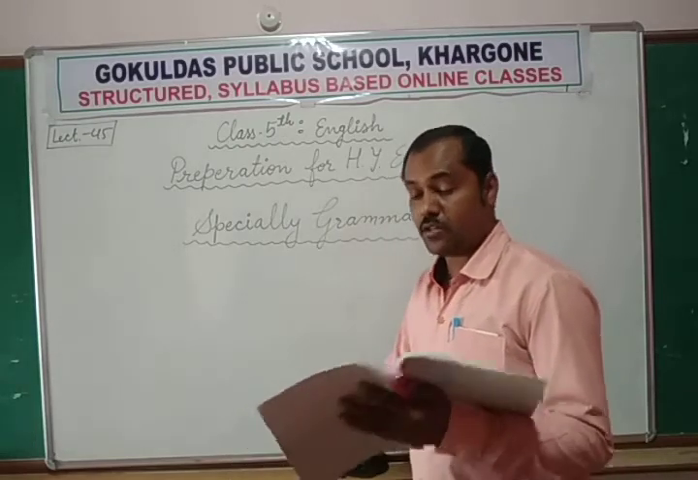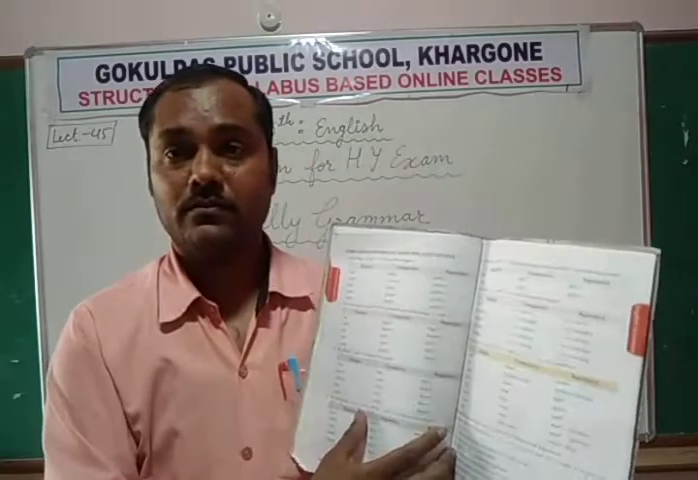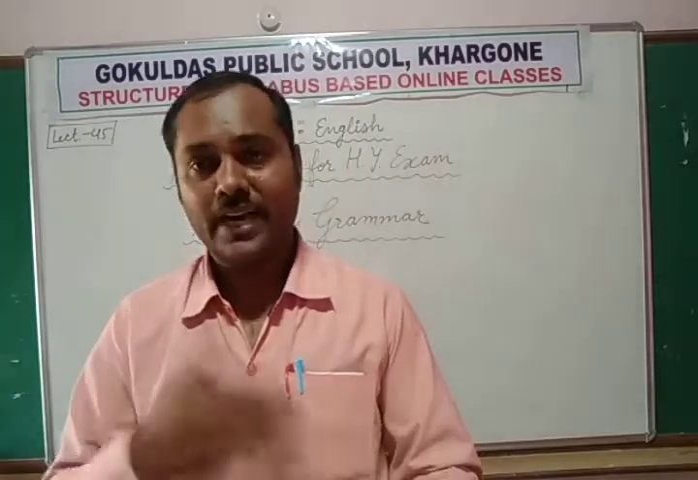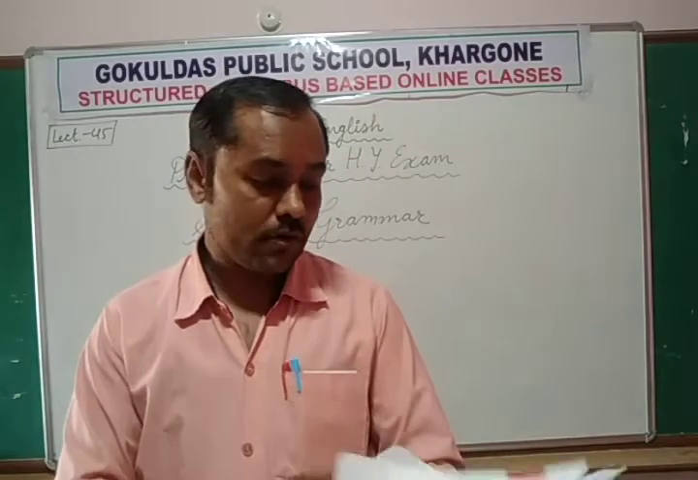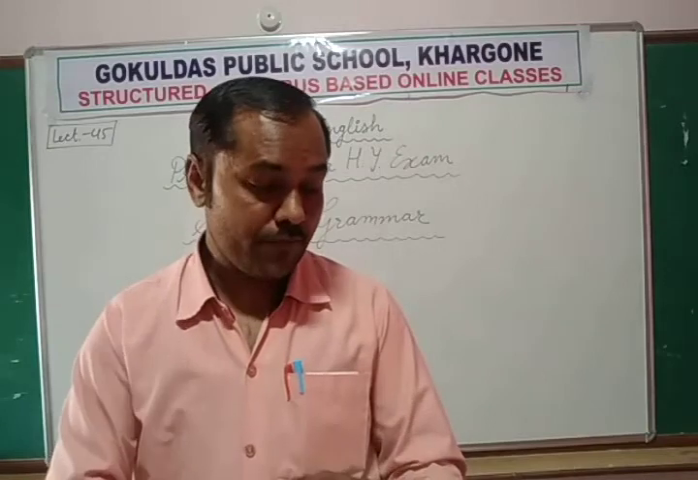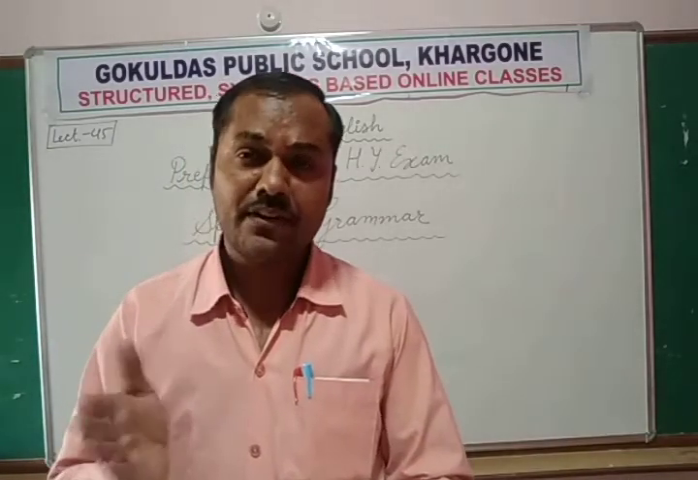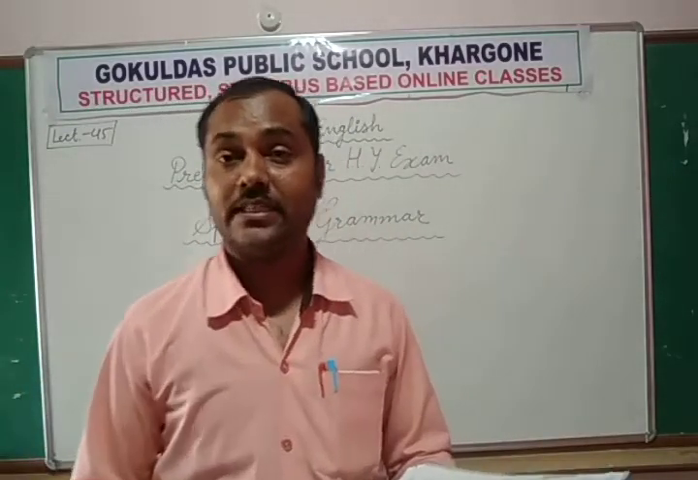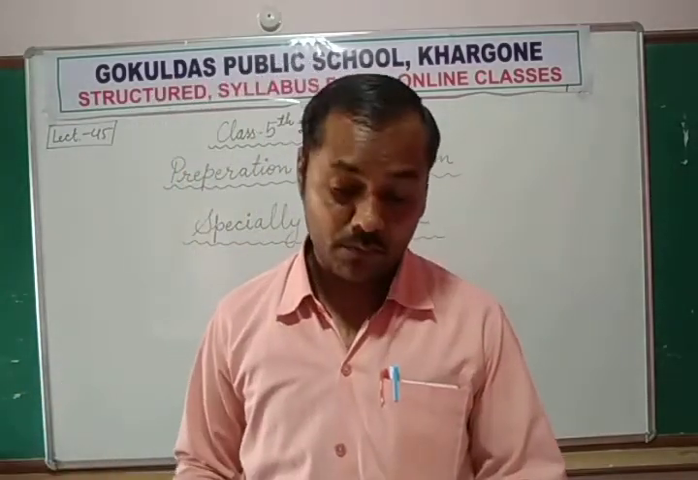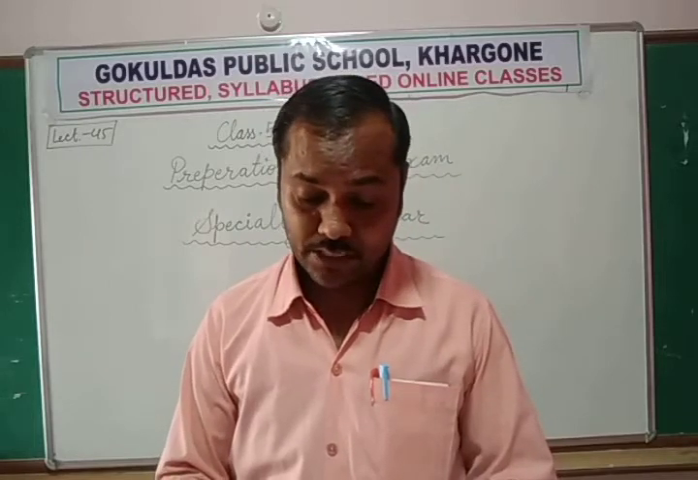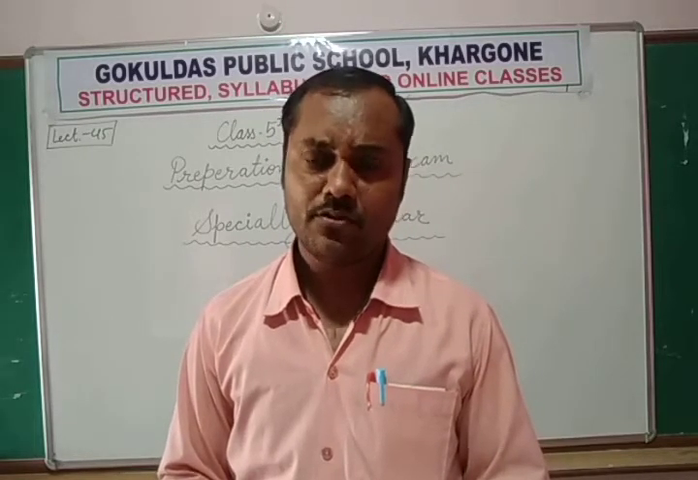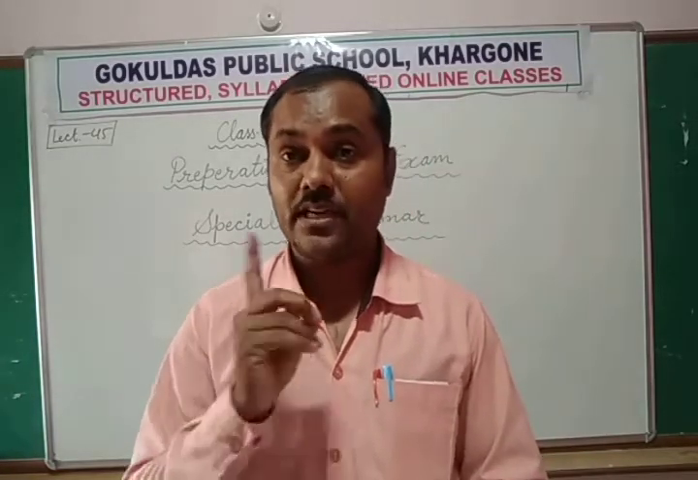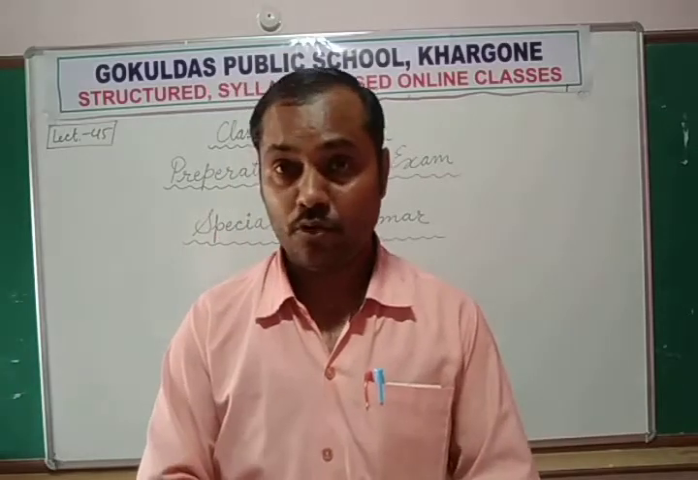So you need to learn all these tables which are given here. Just open your book and learn them. Then in chapter number 15, what are the different kinds of adjectives? You should know adjective of quality, adjective of quantity, adjective of number, possessive adjective, demonstrative adjectives, distributive adjectives. These all you need to learn. So chapter number 15 and chapter number 16 are very important for you.